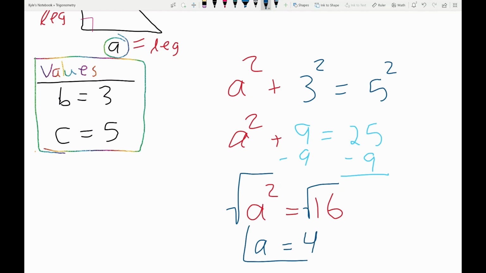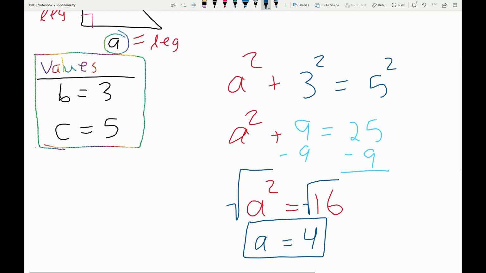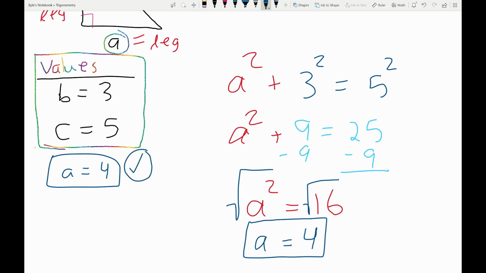For A. So if we were looking for all the sides, we now know that A equals 4. And this is called a 3-4-5 triangle. Very popular, so it's not something that is rare to see. This is pretty common, but if you've never done the Pythagorean theorem, this is a good entry into the problem.